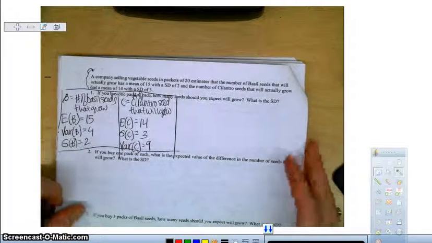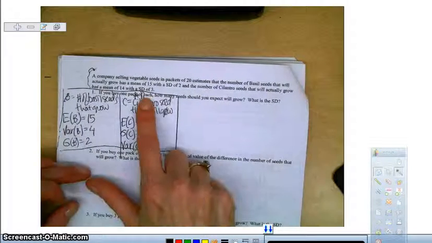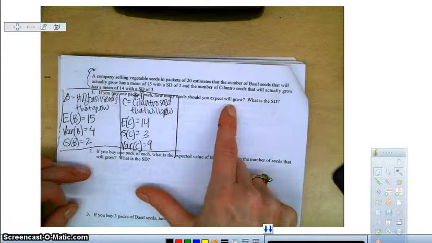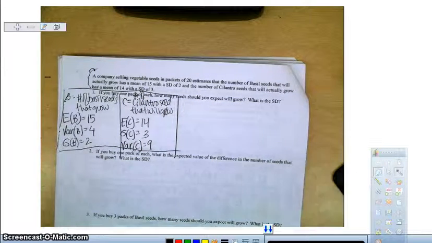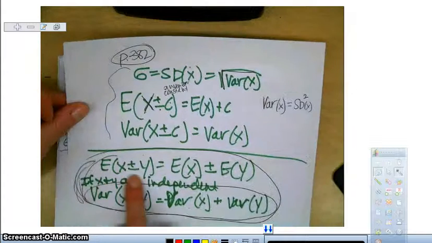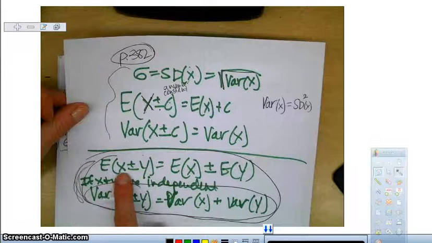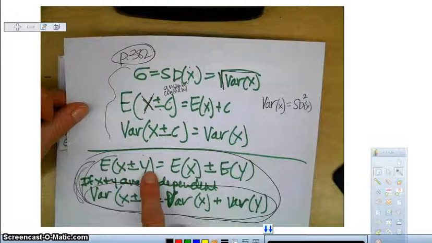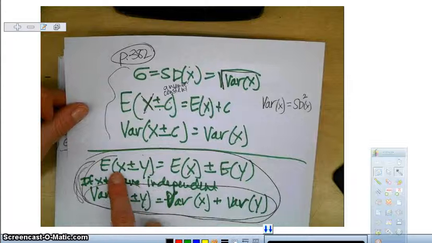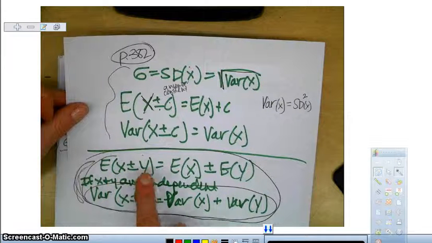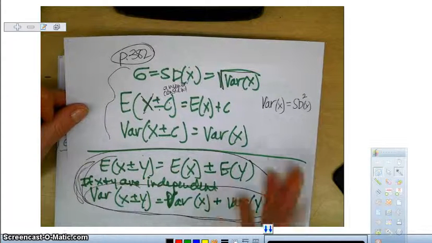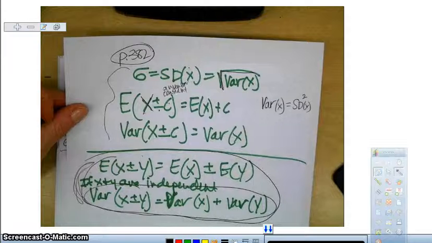We would like to know, if I buy 1 pack of each, how many seeds should you expect to grow? Now, buying 1 pack of each is a new random variable. What I'm doing is combining random variables. I'm taking X variable and Y variable and putting them together. My X variable is the number of basil seeds. My Y variable is the number of cilantro seeds, or vice versa. It doesn't really matter which is which.